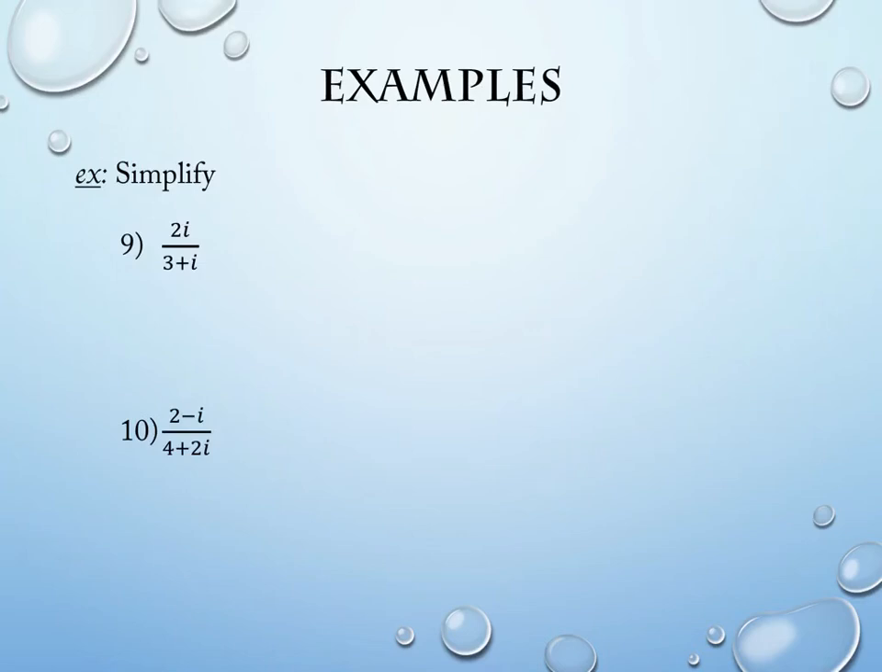But we talked about the conjugate, and the conjugate was the same thing that we had, in this case on the denominator, but with the opposite sign in the middle. So instead of 3 plus i, we will multiply by 3 minus i. Okay, so on the top, we're going to distribute this through. So I have 2i times 3 is 6i. And 2i times -i is -2i squared.